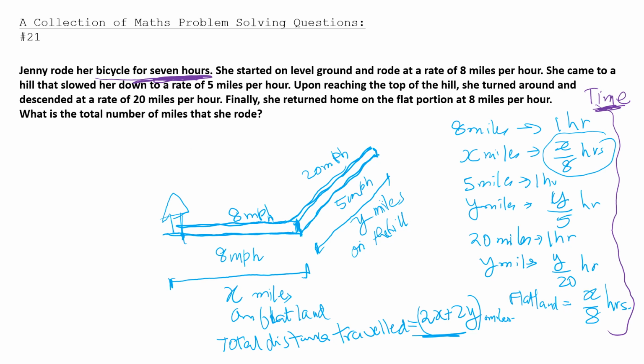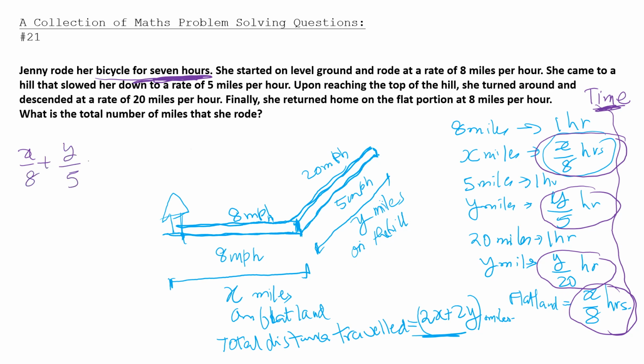So let me add them all up. So we have x out of 8 plus y out of 5 plus y out of 20, and again plus x out of 8, and that equals 7. So x out of 8 and x out of 8, if you add them, you get 2x out of 8 or x out of 4, plus y out of 5 plus y out of 20 equals 7.